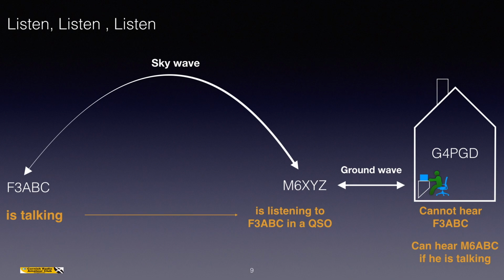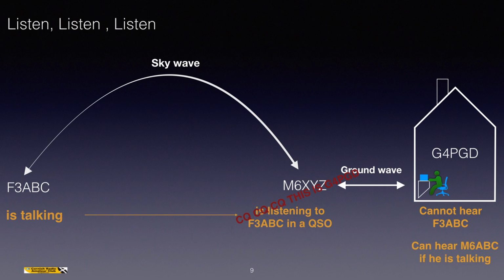So if he jumps straight in and says CQ, CQ, CQ, this is G4PGD, CQ, CQ, CQ, this is G4PGD, that animation is meant to illustrate that he's blocking out F3ABC such that the station M6XYZ cannot hear the conversation and would be consequently annoyed.